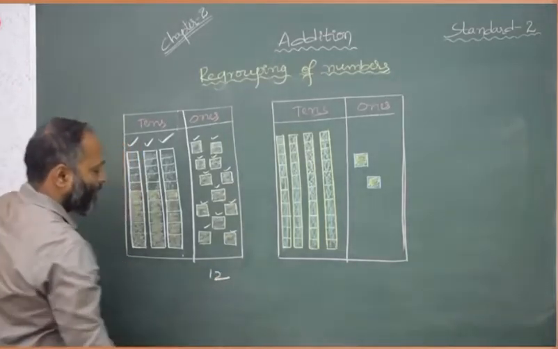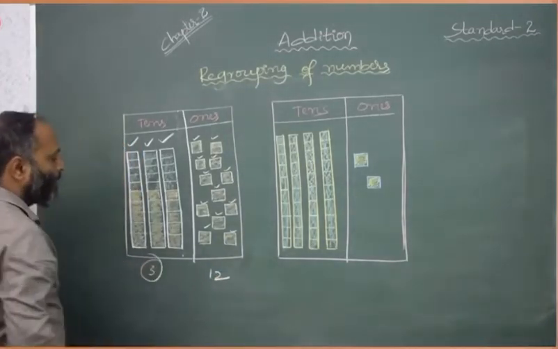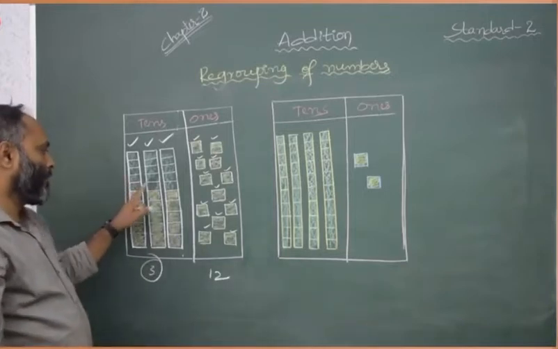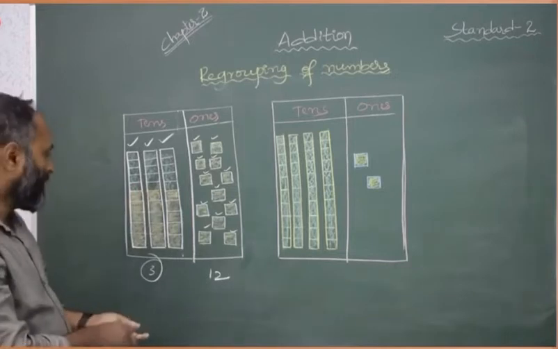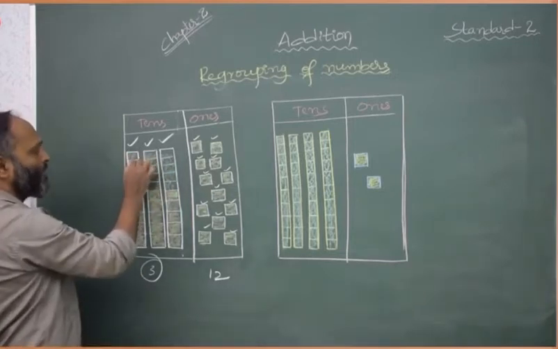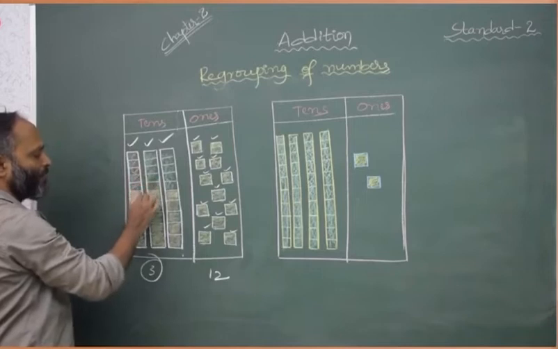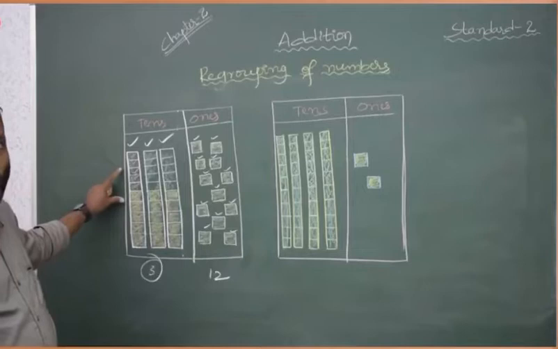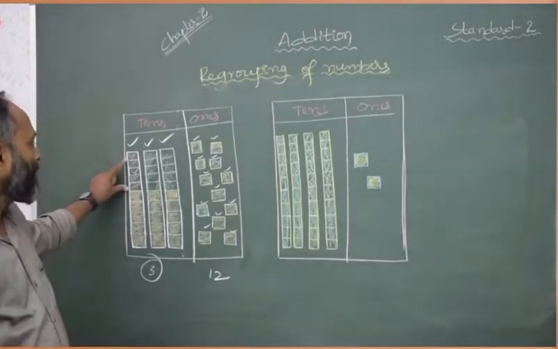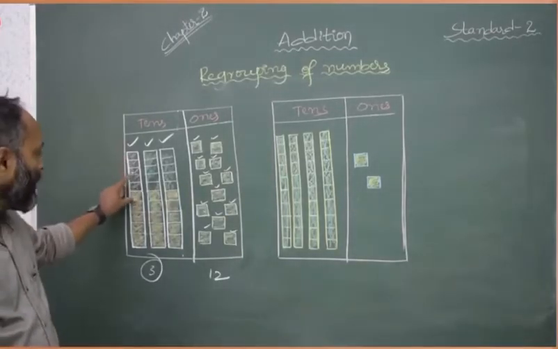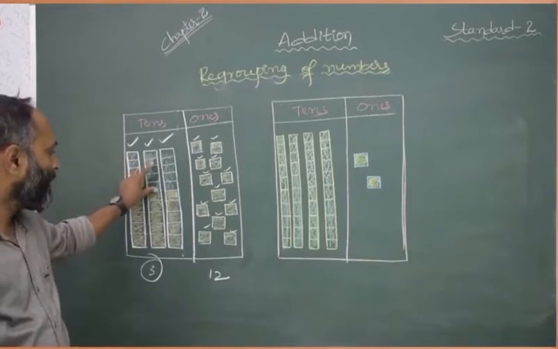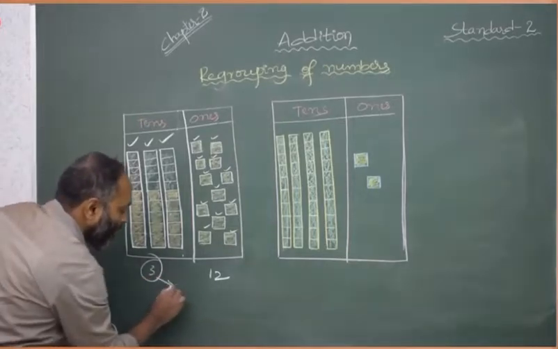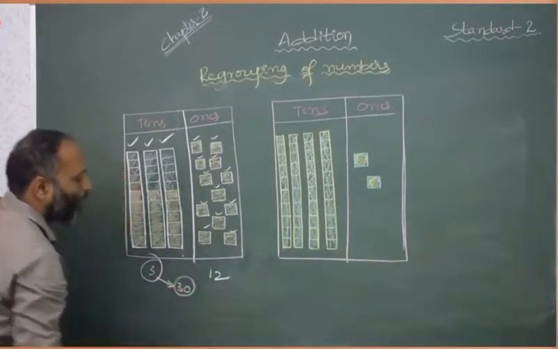Here we have 12 blocks, and here we have 3 big blocks. Three big blocks is equal to 30. In each block we have 10 sub blocks: 1, 2, 3, 4, 5, 6, 7, 8, 9, 10. So 10 plus 10 is 20, 20 plus 10 is 30. Total 3 blocks, 30 sub blocks.